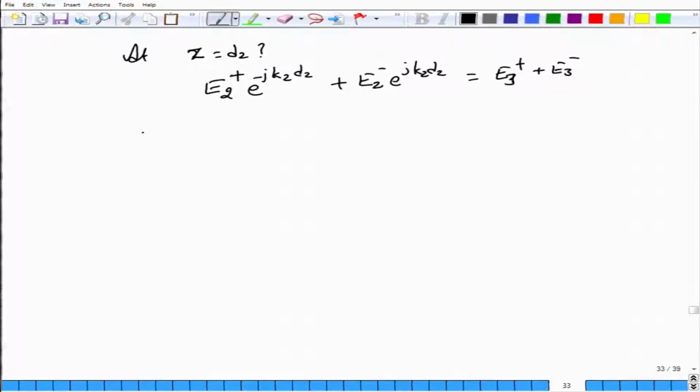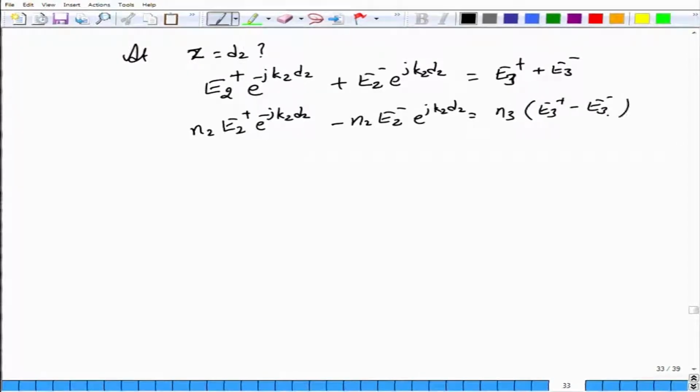Similarly, for the magnetic field, if you apply it, now that would be N2, right. This is N2 E2 plus e to the power minus j k2 d2 minus N2 E2 minus, this is the reflected magnetic field. This must be equal to N3 into E3 plus minus E3 minus. So, I hope you do not have any difficulty in writing these equations.